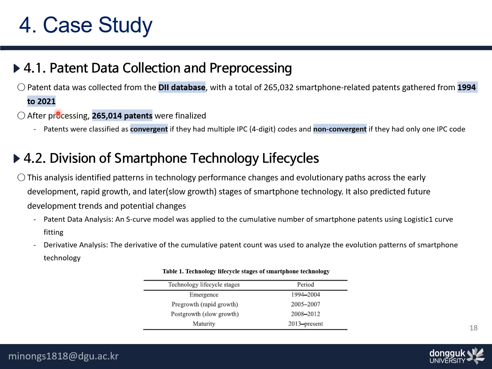For the case study, patent data from the DII database, 265,032 patents from 1994 to 2021 were analyzed. Patents with multiple IPC codes were considered convergent. S-curve modeling and derivative analysis were used to identify technology evolution patterns and predict future trends in smartphone development.